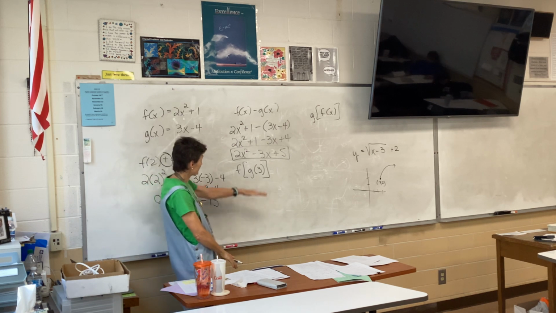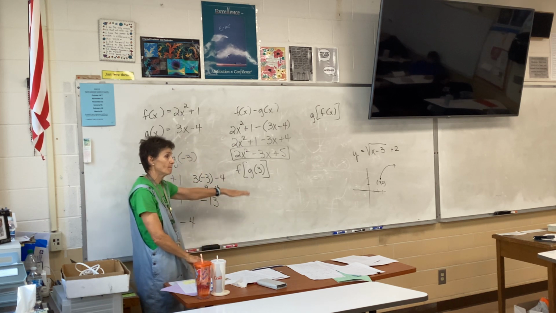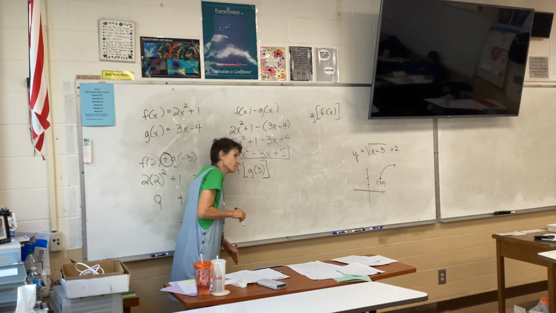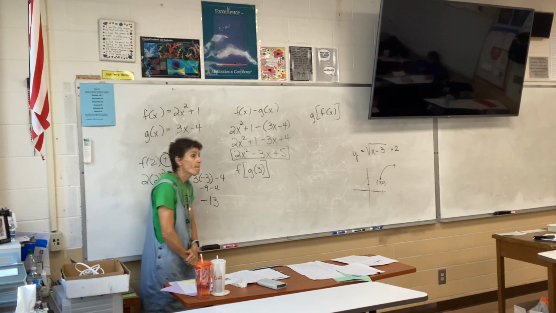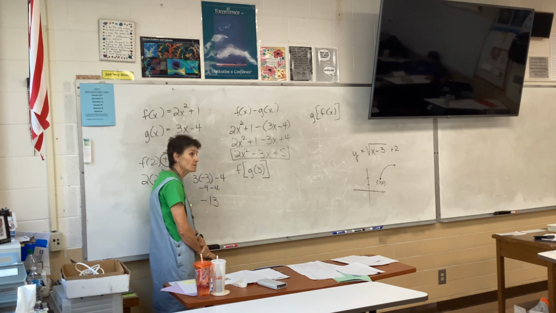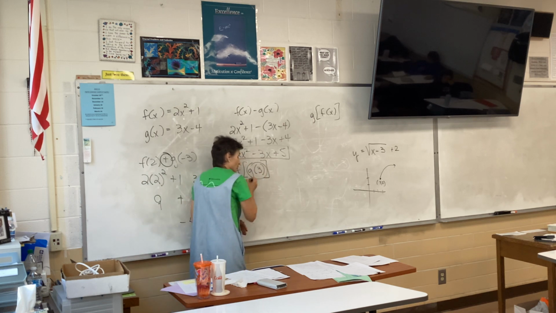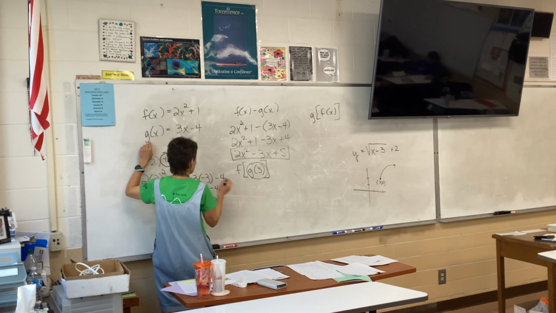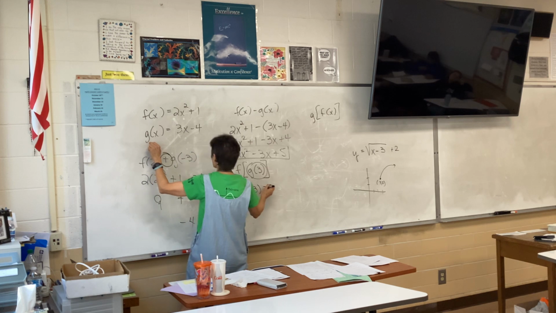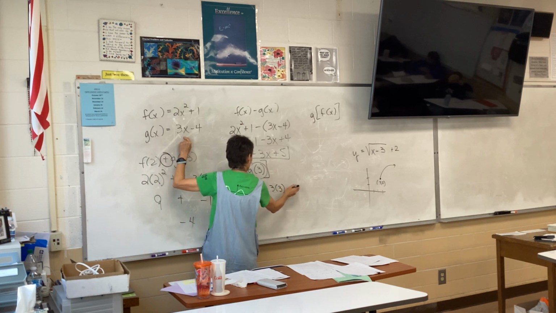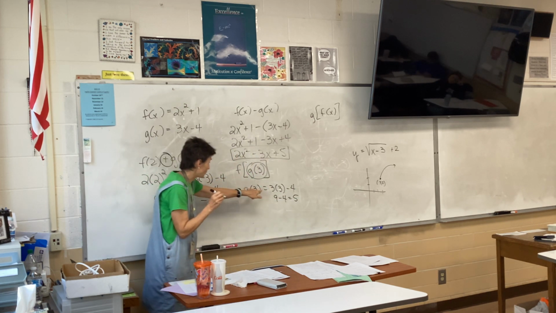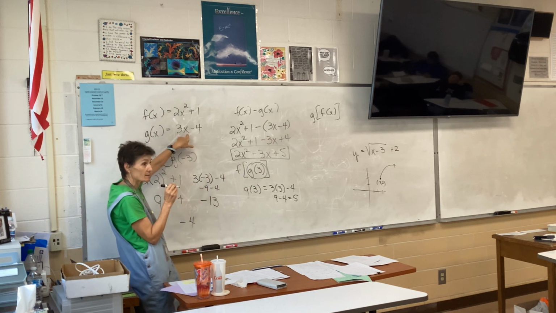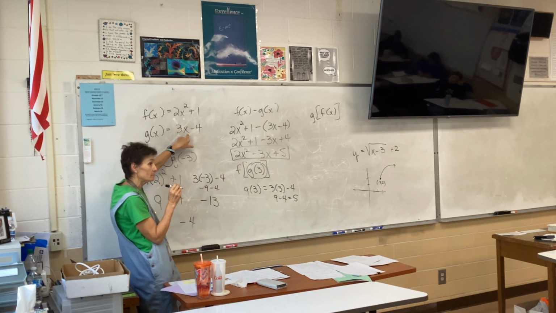Alrighty. How about the next one here? What do I do first? This is a 2-step problem. What do I do first? Joshua? Put 3 into g. Right, start right here. Put 3 into g. Now, when I put 3 into g, I get 3 times 3 minus 4, which is 5. So I put 3 in for x in the g function.